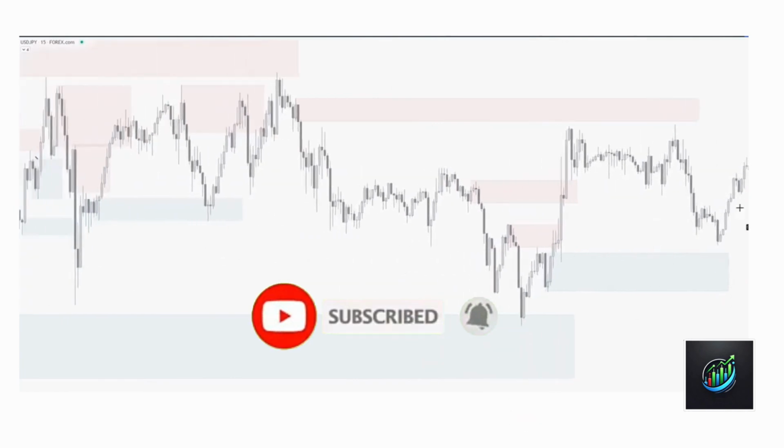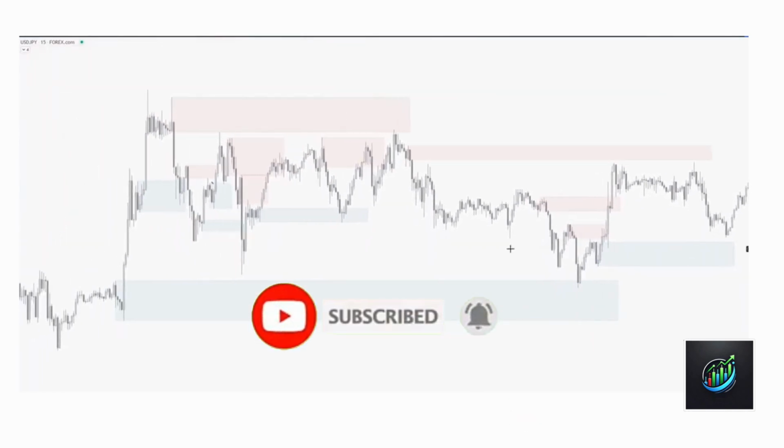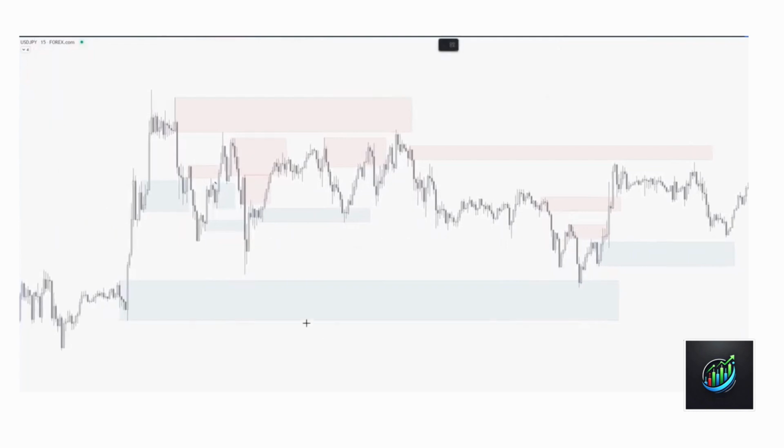So it's a really quick run through on the continuation models. Again, the main things that you're looking for are an expansion to the downside, followed by either a range or a pivot. And that would create our continuation models.